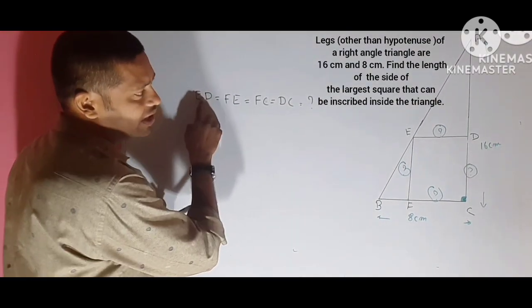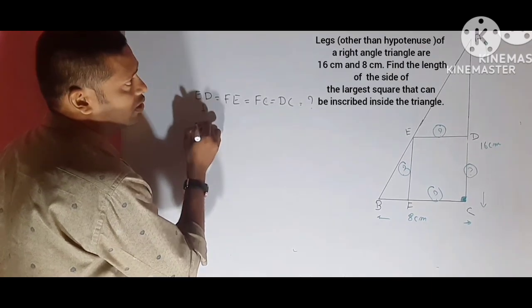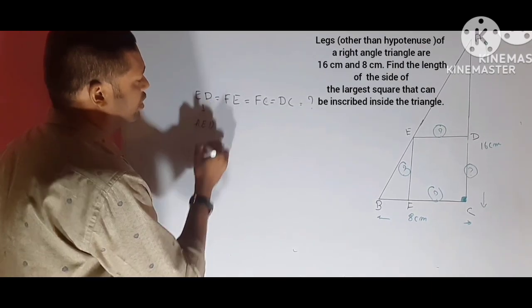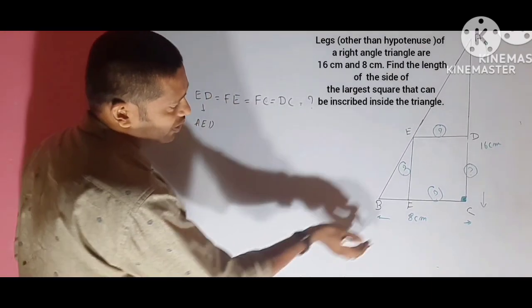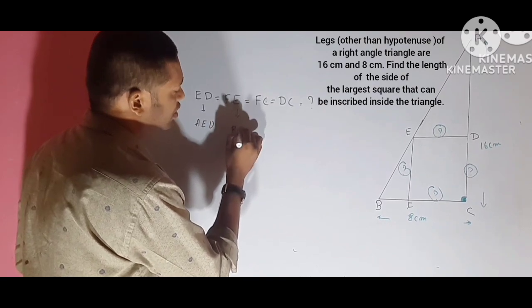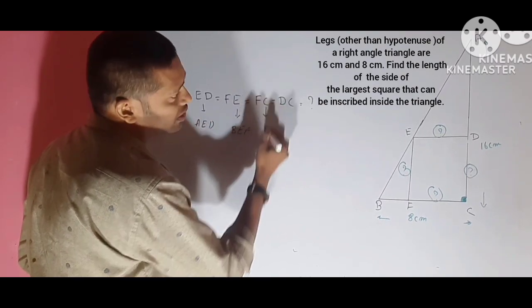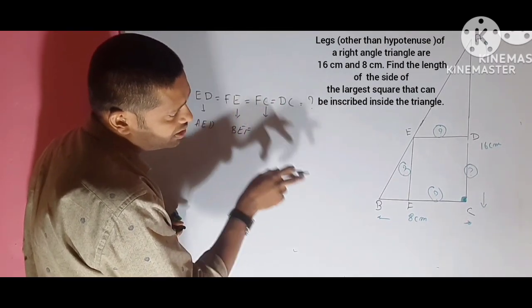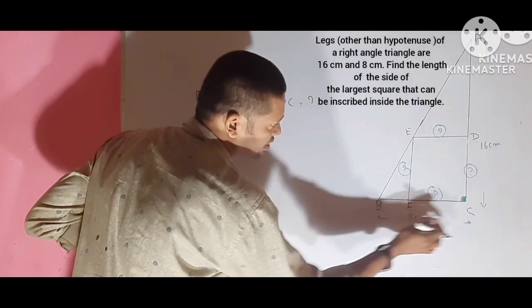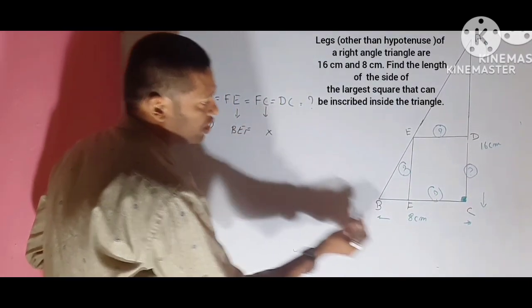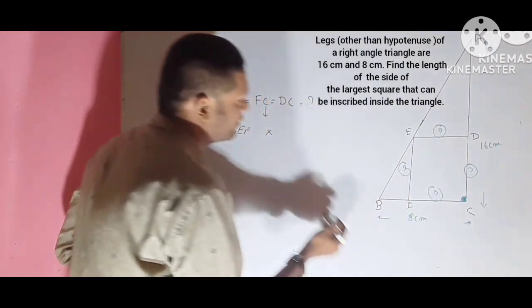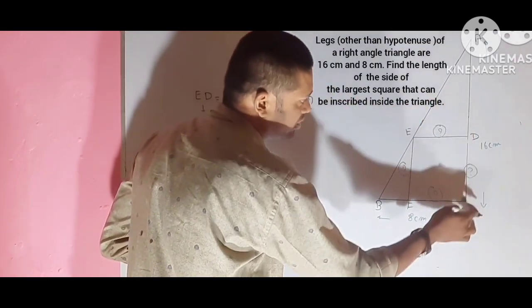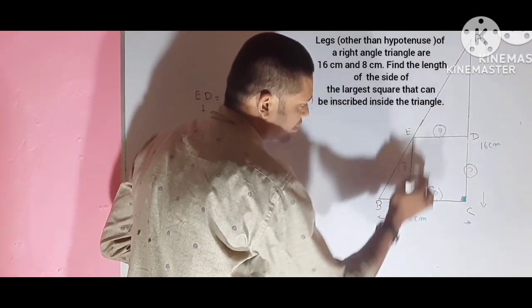Now ED is coming in which triangle? Sorry, this is coming in AED. And FE is coming in BEF. Next, FC is there. FC is not coming in a triangle, right? Small part of that one, no triangle. It's not coming in any triangle, it's coming in the square. Now DC, no sir, it's not coming in any triangle.